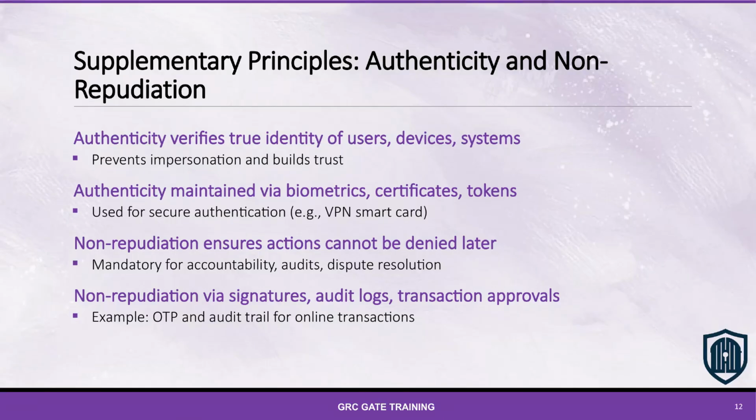A practical example is an online banking transaction that requires a one-time password, often referred to as an OTP, before completion. The use of a one-time password combined with a secure audit trail ensures that the user cannot later deny authorizing the transaction. Non-repudiation is vital for forensic investigations and helps establish a clear chain of custody for digital evidence.